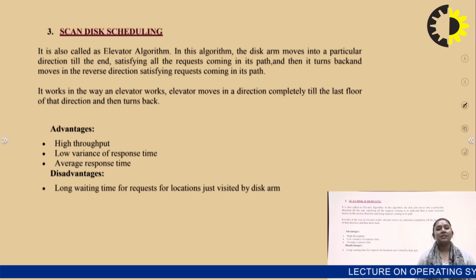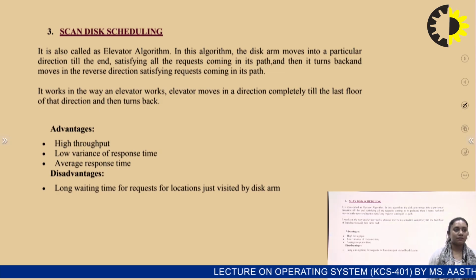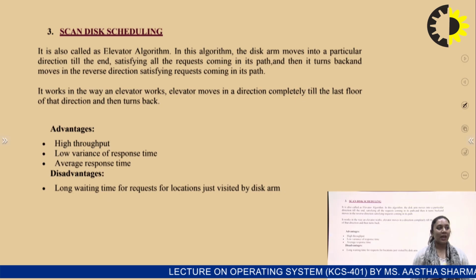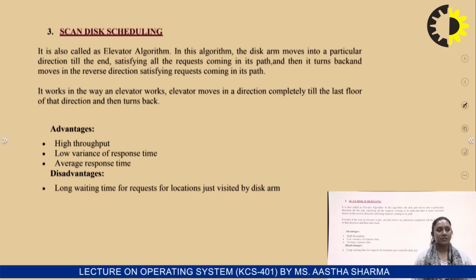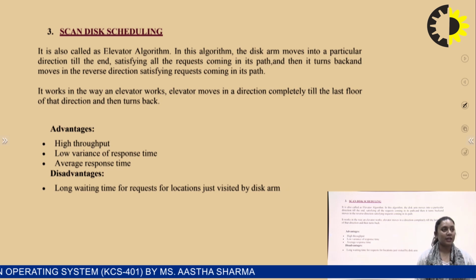The advantage is that it gives you high throughput. It also gives you low variance of the response time, and it gives an average response time. The disadvantage, the major one, is that it can give a long waiting time for a particular process to execute in the disk scheduling algorithm, right?